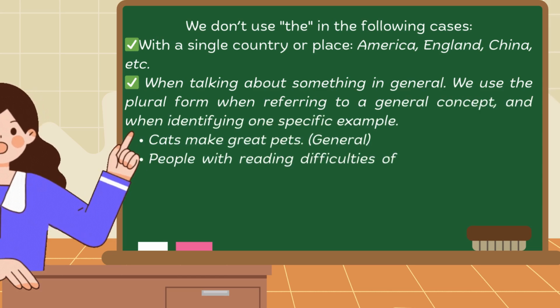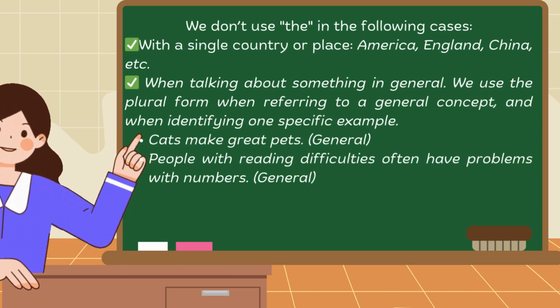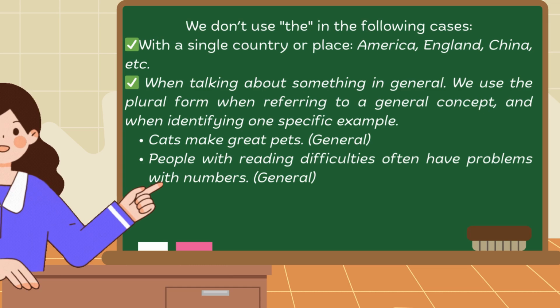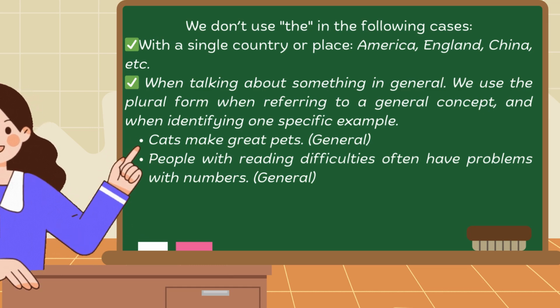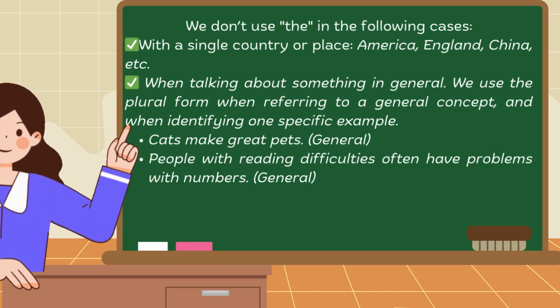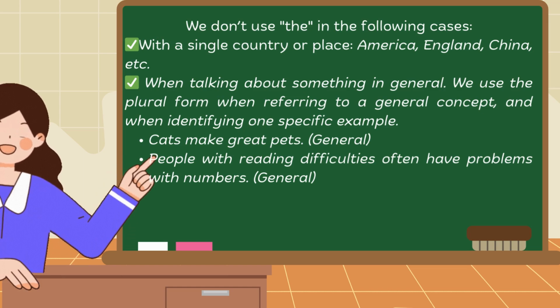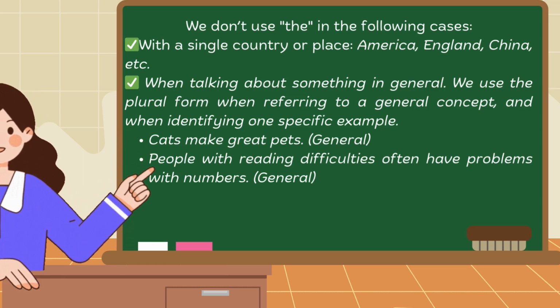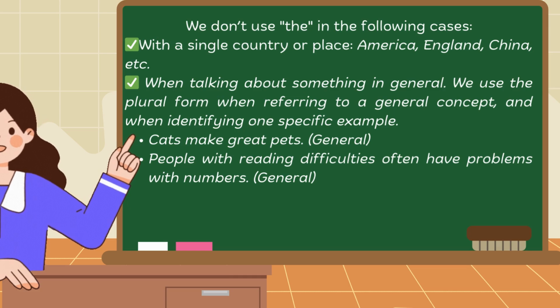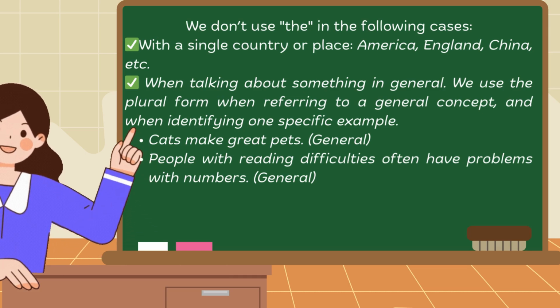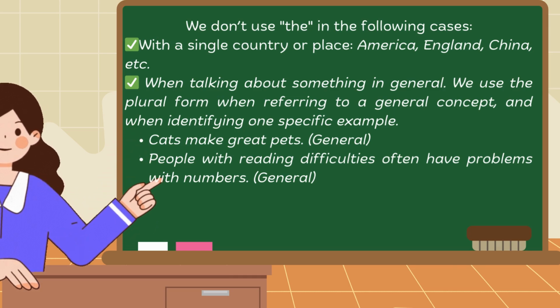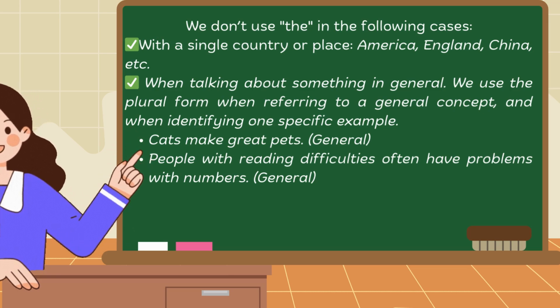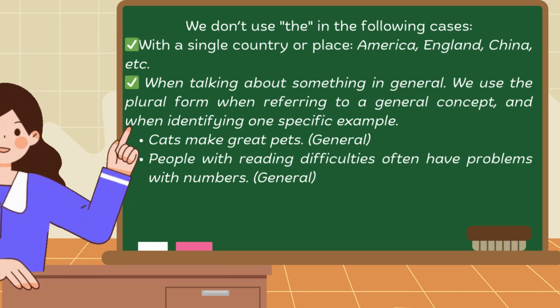We don't use "the" in the following cases. With a single country or place, for example, America, England, China, and any other specific country or place. When talking about something in general, we use the plural form when referring to a general concept and when identifying one specific. For example, cats make great pets.